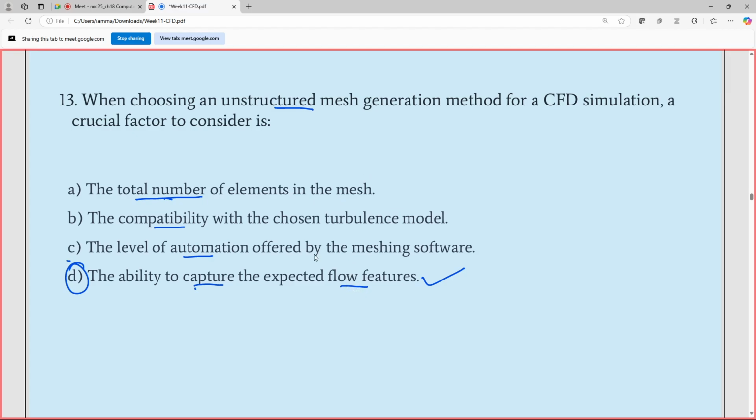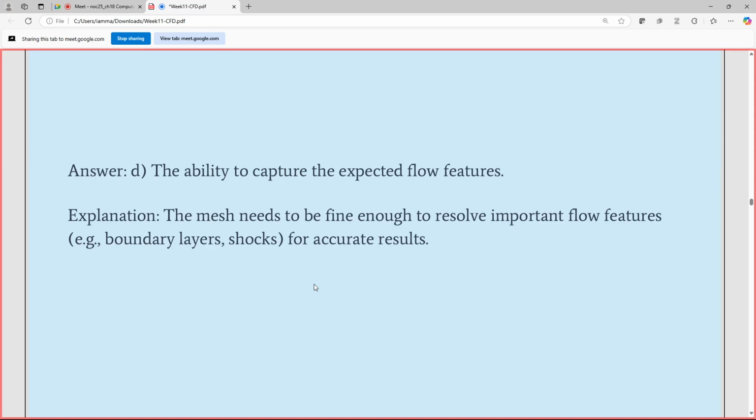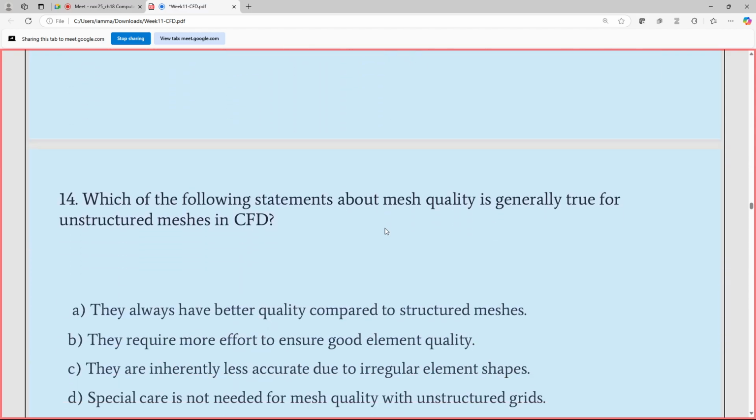in CFD, mesh refinement and mesh sizing are very important to capture the expected flow features. So the ability to capture the expected flow features should be considered while opting for unstructured meshes, because the chosen unstructured mesh and mesh parameters should be able to resolve the important flow features like boundary layers, shocks, and all to give us an accurate result. Moving on to next question.